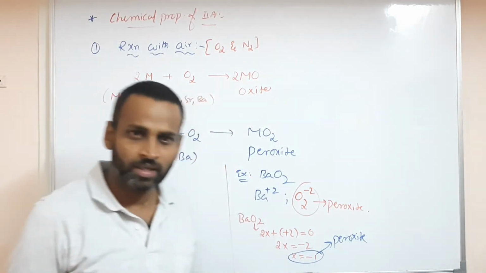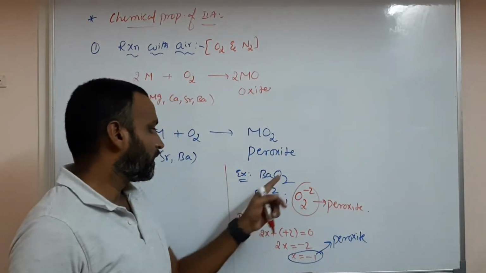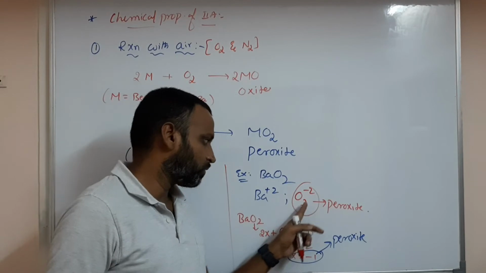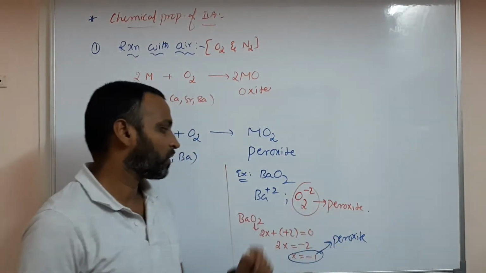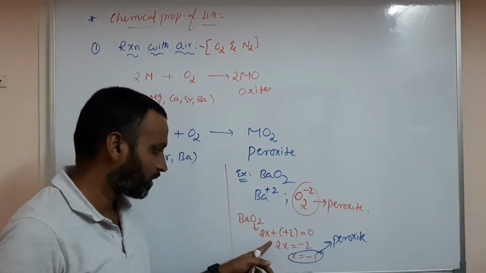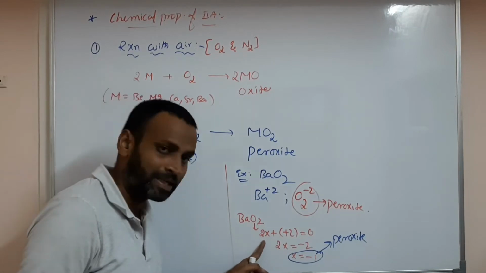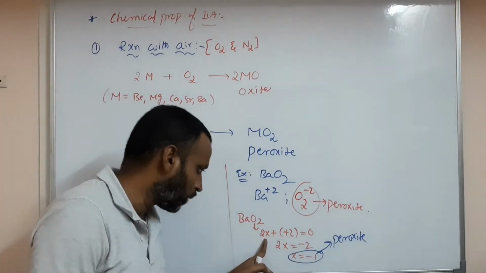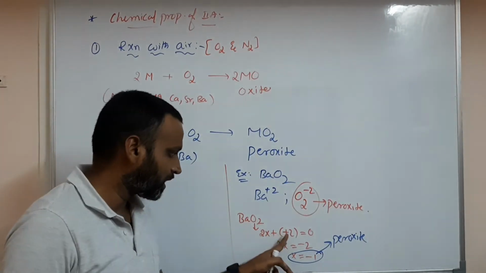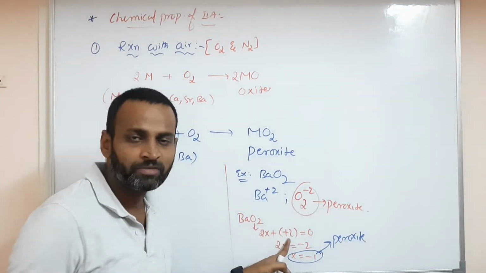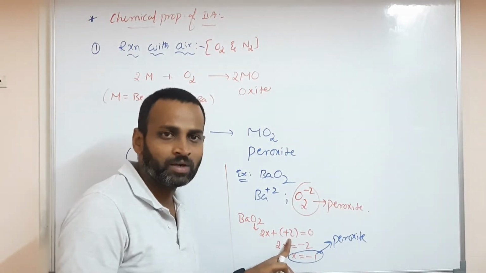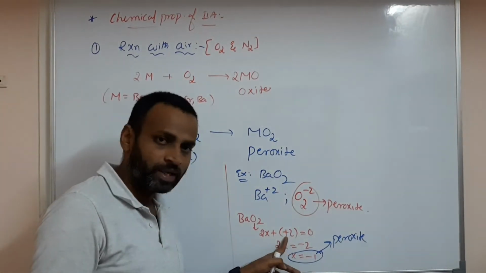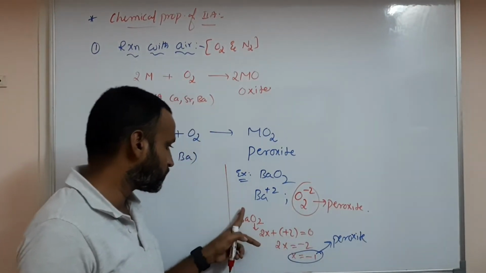Getting it, everyone? Okay. So BaO2: if you see, barium is +2 and O2 is -2, which means peroxide. In BaO2, the oxidation state of oxygen was given, so that's why 2 oxygens are there. I took 2x here. Barium is an alkaline earth metal, as I showed previously, and its oxidation state is +2. That's why I have written +2 equal to 0, because there is no charge on it.